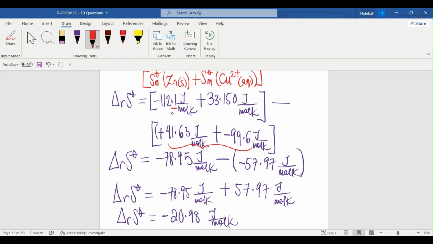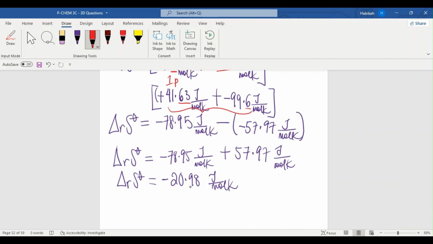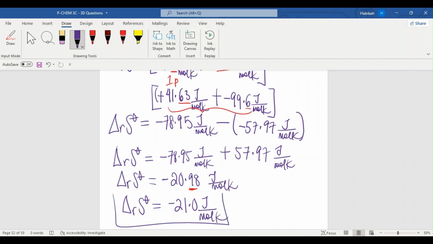So in this place, we have one decimal place. We have three decimal places. We have two here and we have one. So we're going to put our answer in one decimal place. So we're going to approximate to one decimal place. So that would be the change in standard entropy of reaction would be negative 21.0 joule per mole Kelvin. And this is simply the answer to our question. So if you have any questions so far, please put in the comment section.